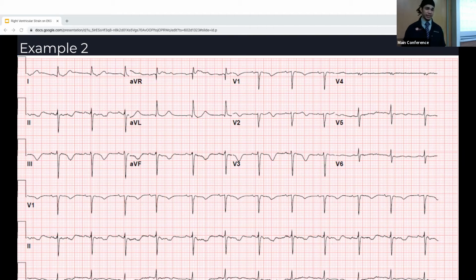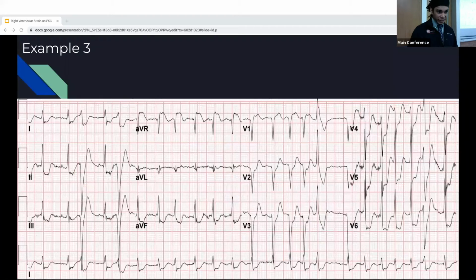And the last thing I want to mention on here is a dominant R wave in V1. I didn't measure this one, but know that an R wave taller than 7 millimeters is one of the less common findings of RV strain, but important to look for.